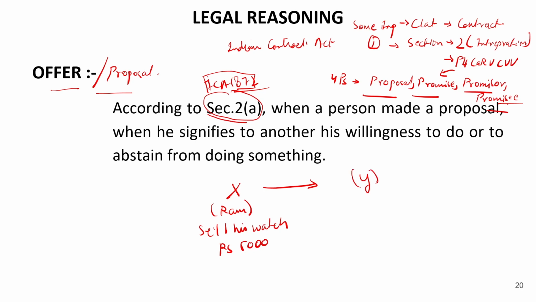Y, or Shyam, was communicated by X that I am willing to sell my watch for rupees 5,000. Are you willing to purchase it? Y says, yes, I want to purchase your watch.